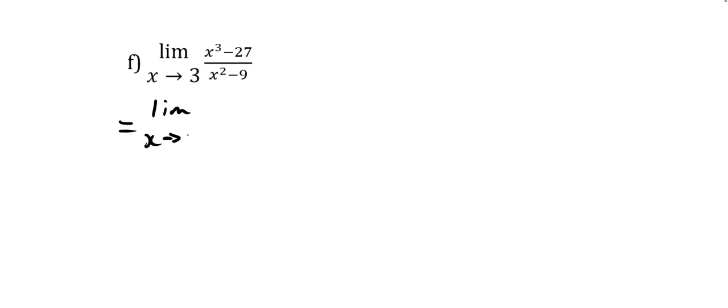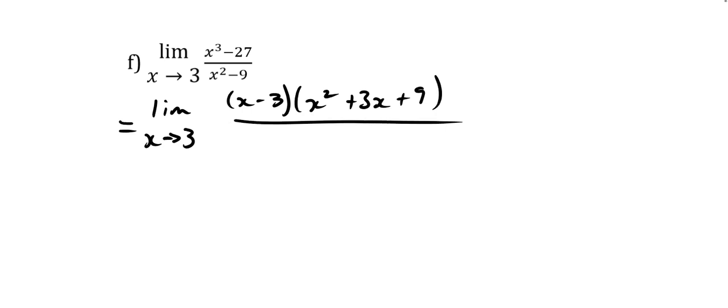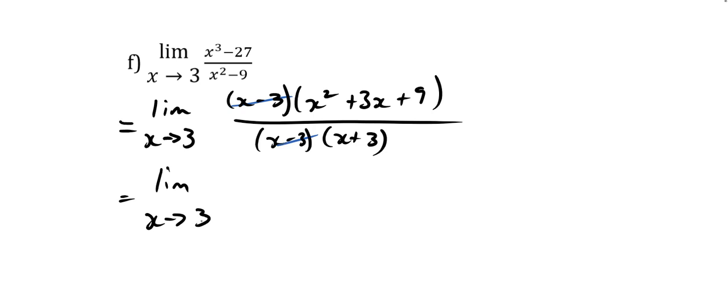So the limit as x approaches 3 of x minus 3 times x squared plus 3x plus 9. And that's really important, what's left over, because that's what's going to allow us to evaluate afterwards. And I get those two gone, and I'm left with this x squared plus 3x plus 9 over x plus 3.